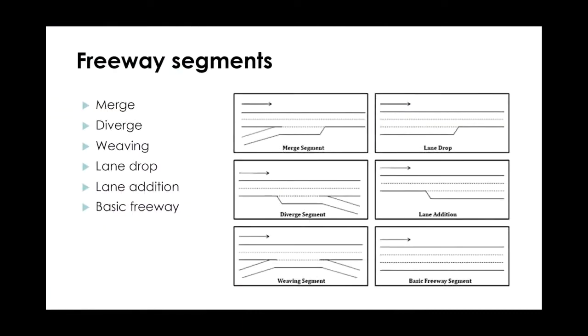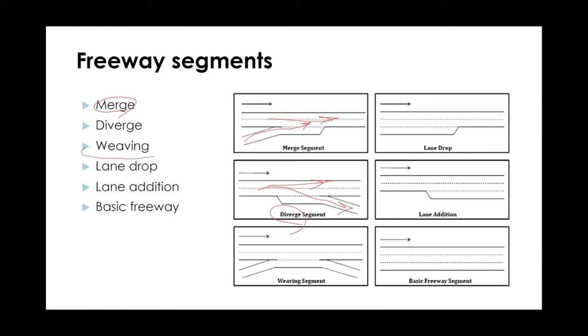Speaking of freeways, we have many different kinds of segments on freeways. So the first major segment is called merge, where we have the main line, and because of an on-ramp, a secondary traffic flow will merge into the main line traffic. We also have the opposite, which is called diverge, where we have the main line freeway, and because of an off-ramp, some vehicles diverge and get into the off-ramp and leave the freeway.